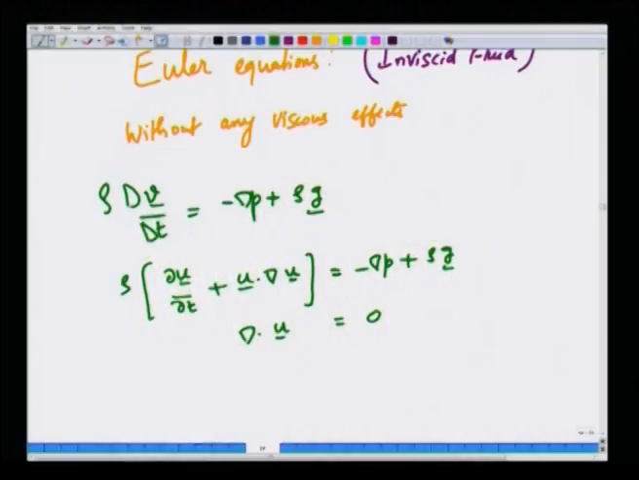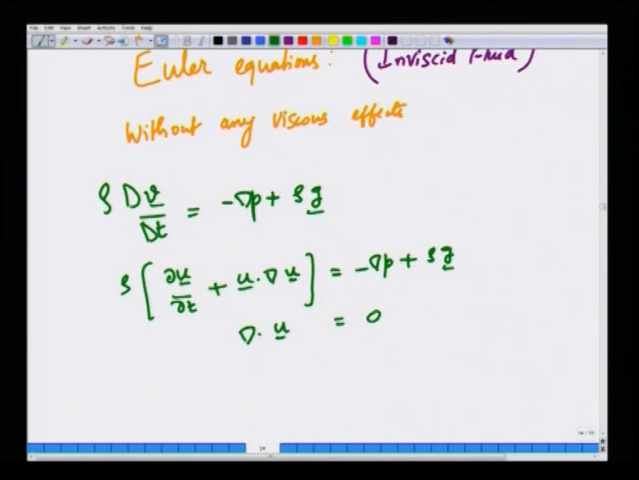So, it is possible for us to model the fluid as though it is inviscid. Okay. So, we will come to that later. So, this is just to tell you that the Navier-Stokes equations are the most general equations, but if you set the viscosity to 0, we get what are called the Euler equations.